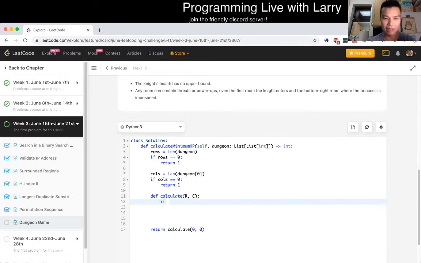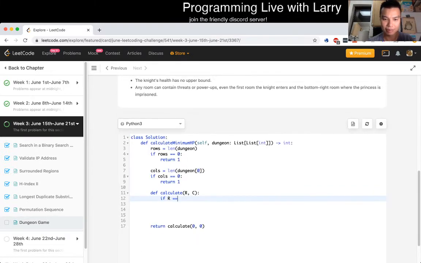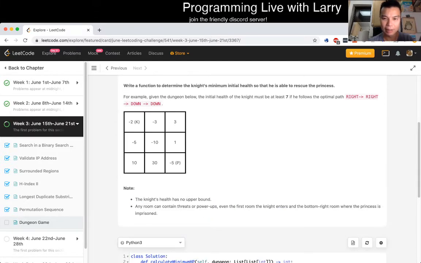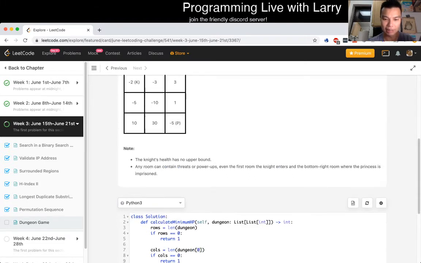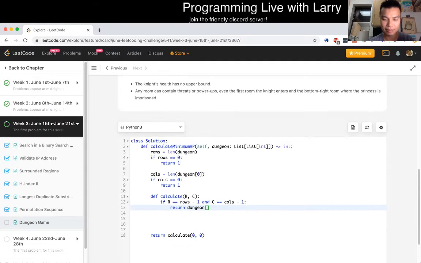Well, the base case is if R is equal to rows, and wait, now this is minus 1, so this is the base case, and in this base case we have to be at least 1, because you want to end with more than 0, right? So what is that? Return dungeon of R, C.